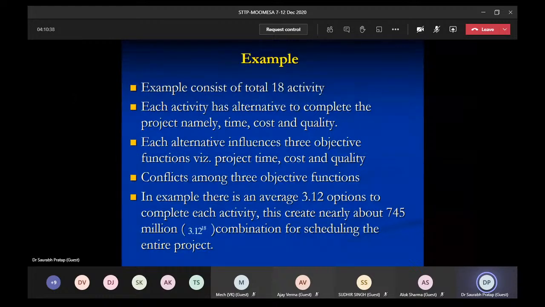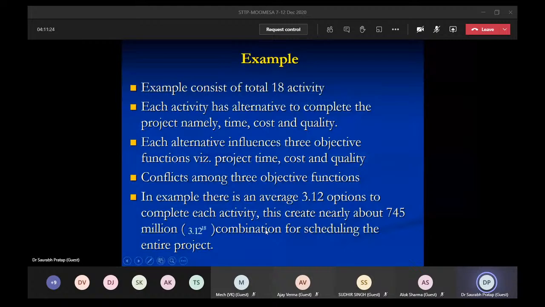Even if we relate the cost and the quality, if we reduce the cost as much as possible, the quality will also degrade. So we can say that all three objective functions influence each other, and they are conflicting with each other. So we have to find a solution that will satisfy all three objective functions.